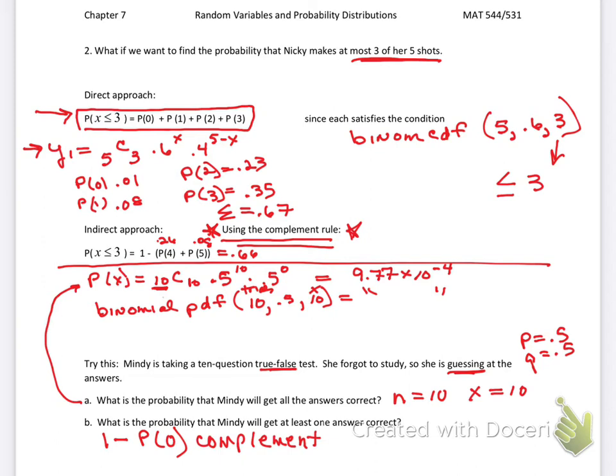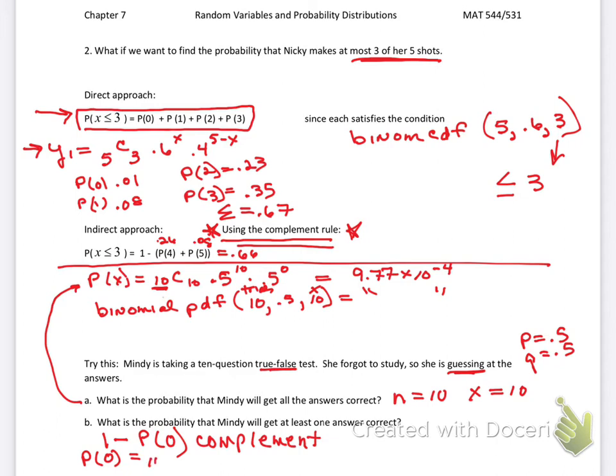Okay, what is the probability that Mindy will get at least one answer correct? So what you want to do is do 1 minus P of 0, and we're going to do the complement. So how do I get P of 0? I'm going to say that's going to be 0, so let me just put a 0 there instead. So here's my 0, and that's going to equal, how many trials?